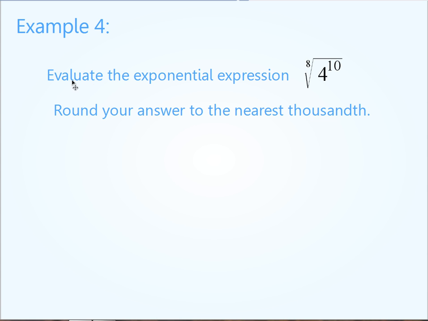So now it's going to ask us to evaluate the exponential expression. The easiest way to do that is to change it into a rational exponent. So we're going to change this into 4 to the 10/8th power. This time I won't really worry about reducing my fraction. I'm just going to put it into the calculator as is.